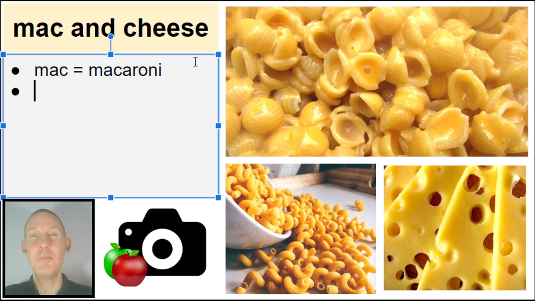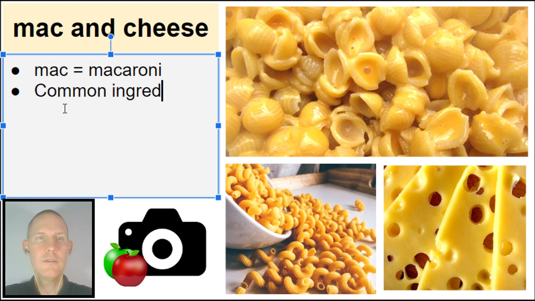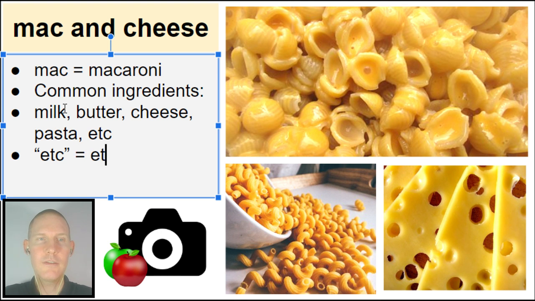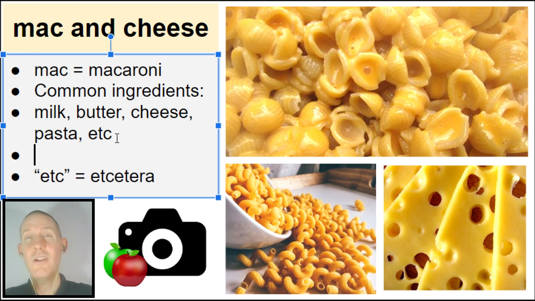Because you just take the pasta, make it soft, you add the milk, you add the cheese, you add whatever other secret ingredients you might use, and then this is what you get. And some of the common ingredients are, let's see, I'll put common ingredients, because people might have different ways to make it. Milk, butter, cheese, and of course pasta. And then I'll put etc, and etc means etc, right? Etc just is another way to say and all of the other stuff.